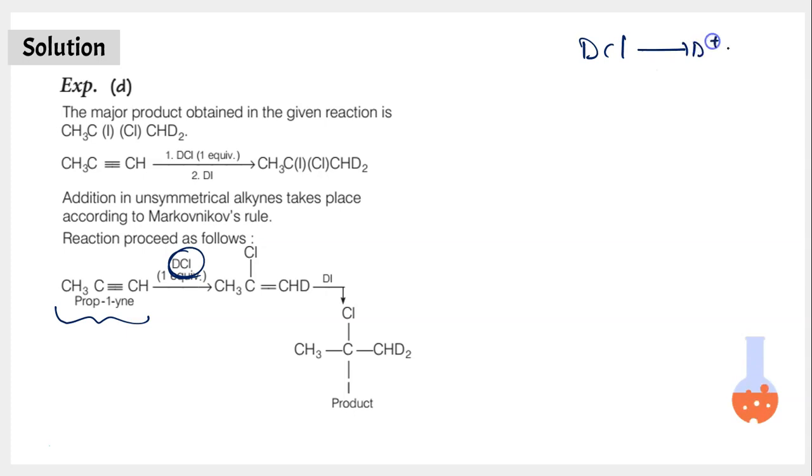DCl ionizes into D plus and Cl minus. So this D plus Cl minus, this is the negative radical. So this negative radical, according to Markovnikov's rule, should attack the carbon containing less number of hydrogens. So this is the first and second carbon involved in bonding. First carbon has got 1 hydrogen, second carbon has got 0 hydrogen. So I should be connecting the negative radical chlorine to the carbon containing less number of hydrogens.